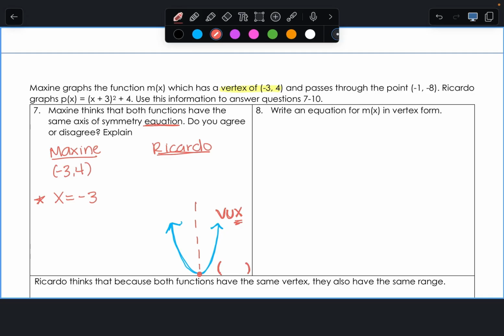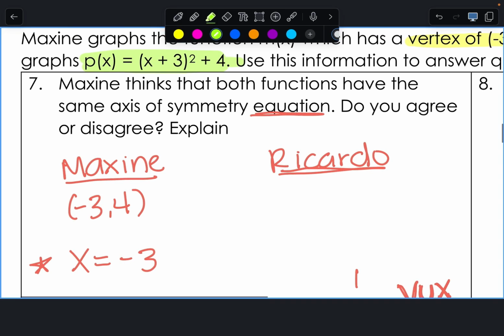Now, Ricardo doesn't give us the vertex, but he does give us an equation that's written in vertex form. So I can take the vertex from that equation. What is his vertex? Why is his equation a +3 when the formula says x minus a number? Because there's already a negative in the equation. Correct. So that means that his vertex is what? -3, 4. And if his vertex is -3, 4, what is his axis of symmetry? X equals -3.